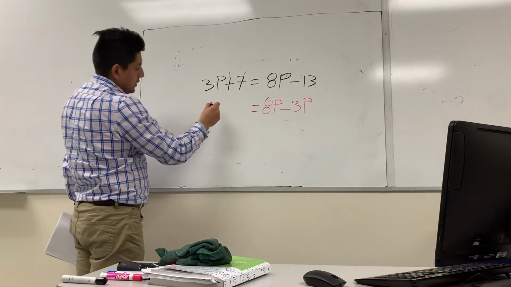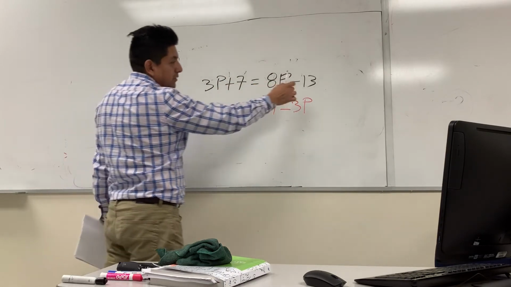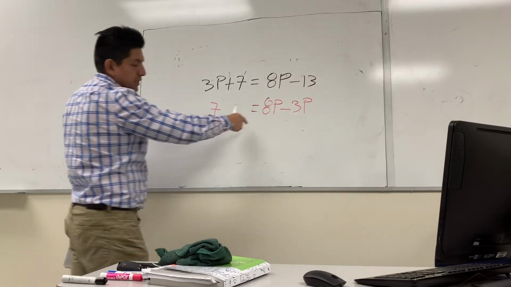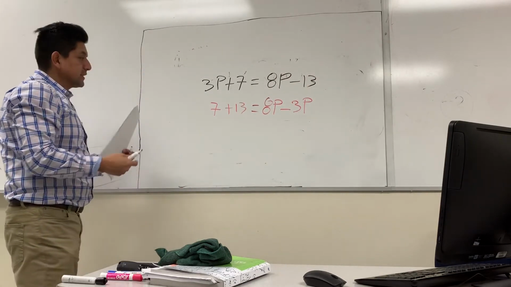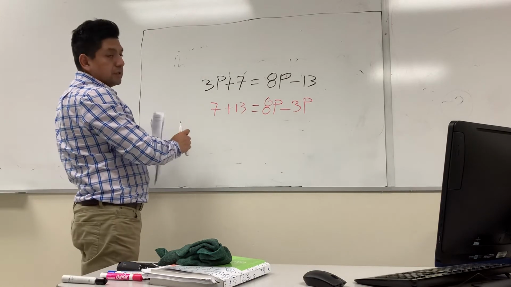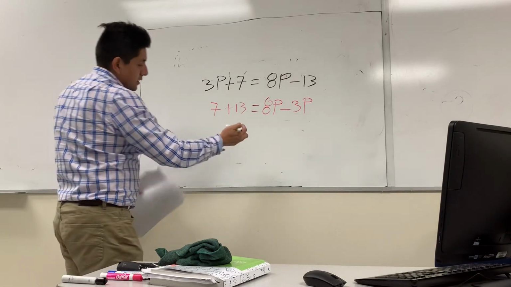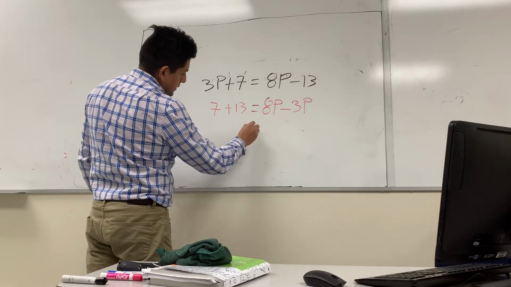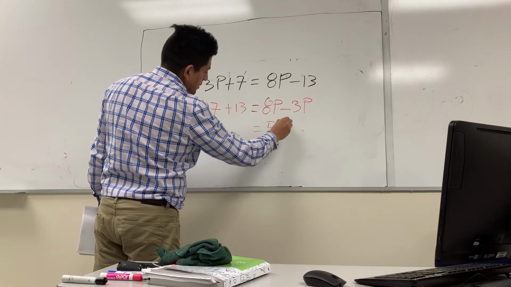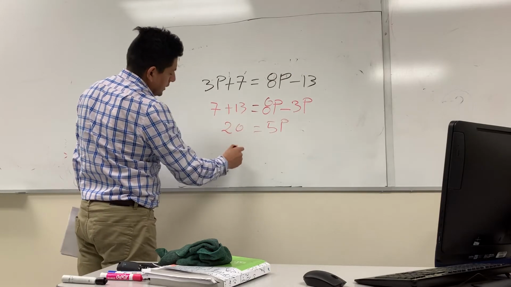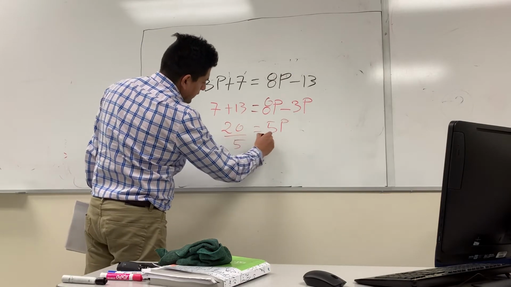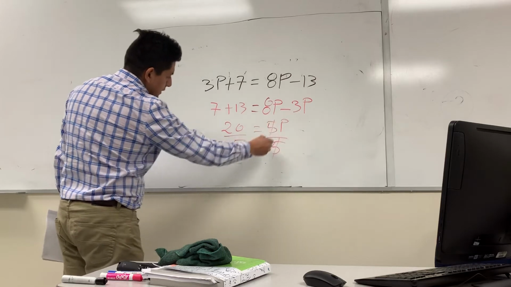I have 7 right here, and I have minus 13 on the right side. If I move it to the left, it will become positive 13. It's the same as adding or subtracting the number from each side. So if I simplify this, it becomes 5p, and 13 plus 7 happens to be 20. Dividing both sides by 5, then p is equal to 4.